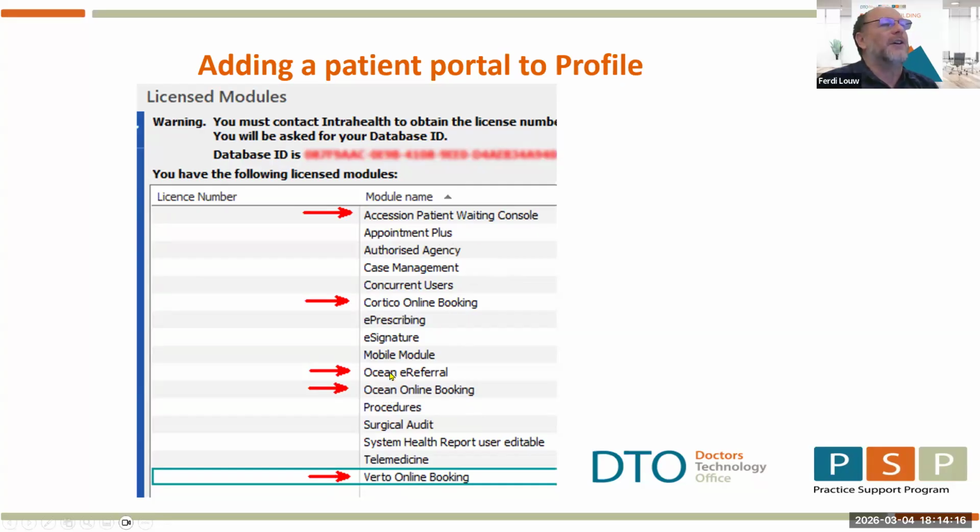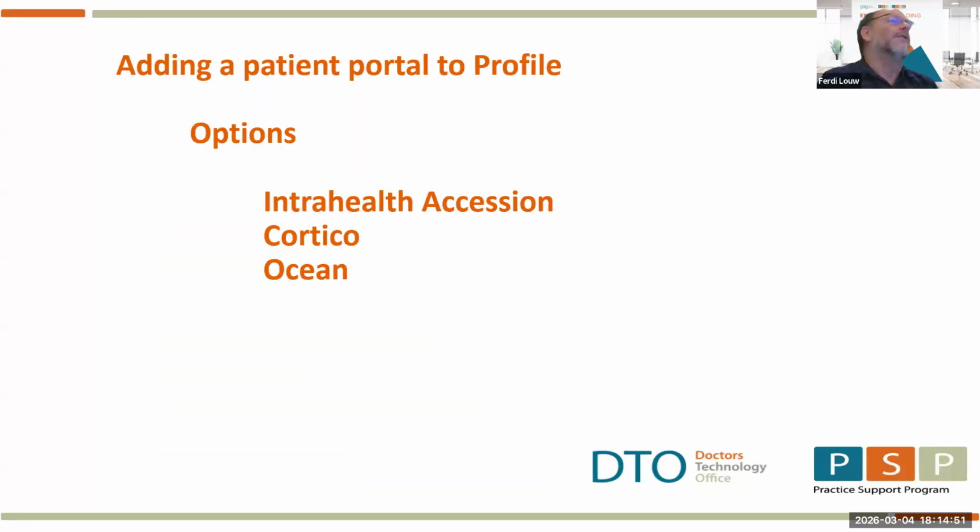We also see there is an Ocean e-referral. I'm not sure of that, but I think it relates to the digital referrals and orders. That is a new process that's being implemented. And I think Ocean and Profile are both being owned by Well Health. So it is one company, but it is actually different products that one is working with. So don't expect that it is just dealing with one office when you get a portal from somebody else. So the options that most people need to select is between IntraHealth Accession, Cortico, or Ocean.